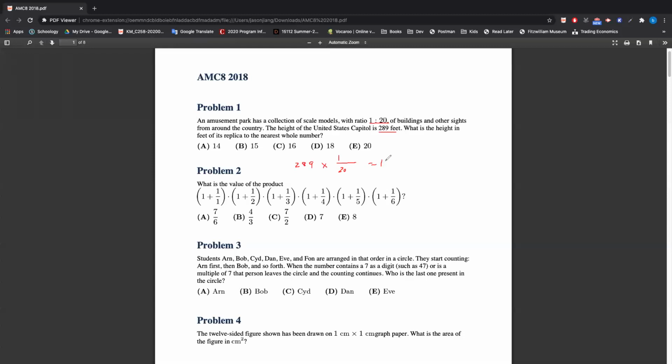This is going to get us 14.45. So now we just have to see which of these whole numbers it's closest to. Since this is less than 14.5, it's going to round down to 14 instead of up to 15.